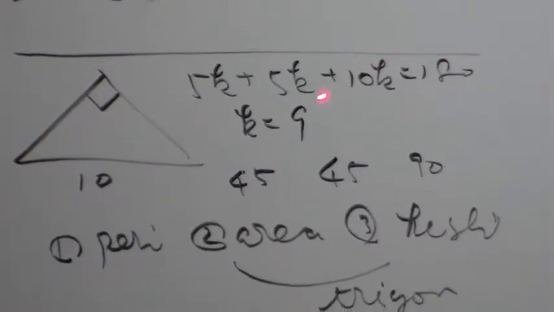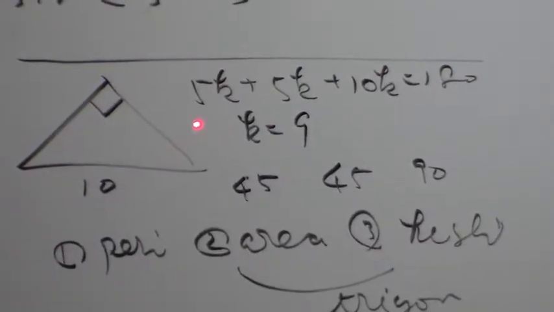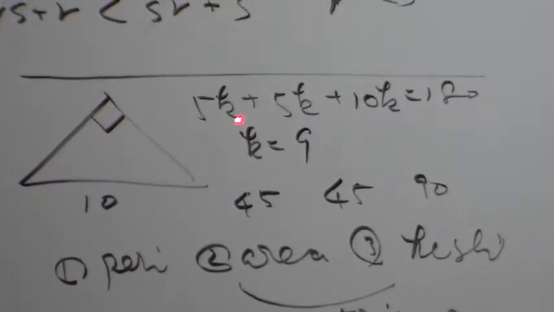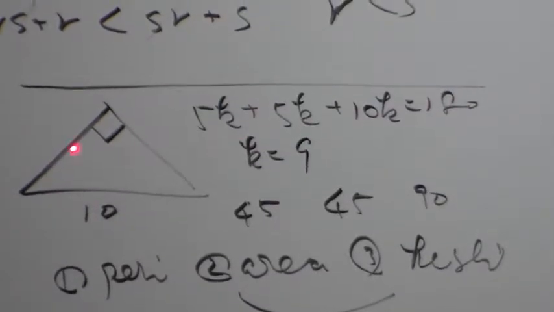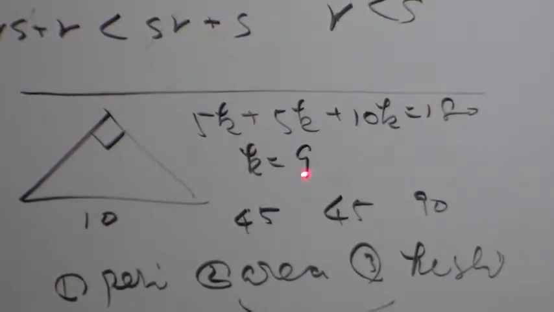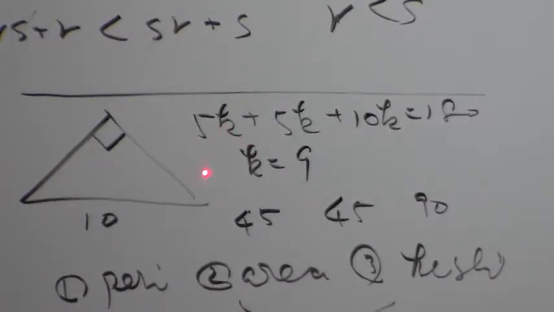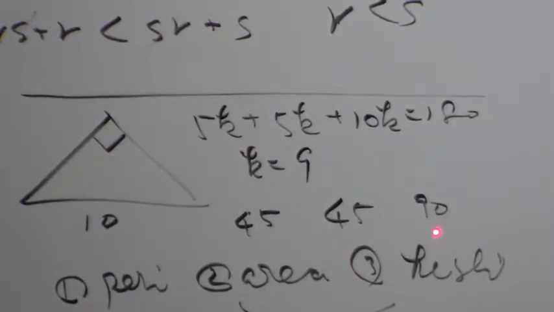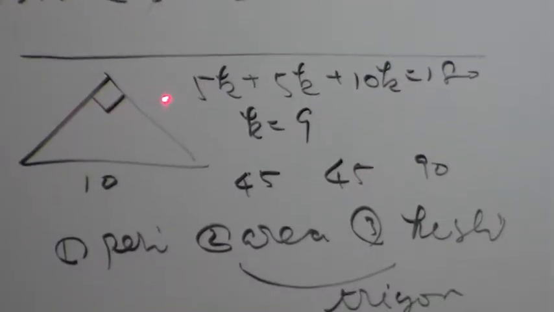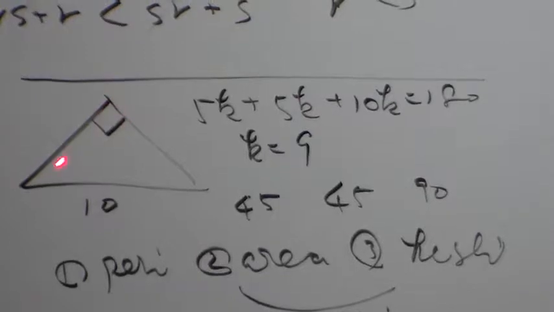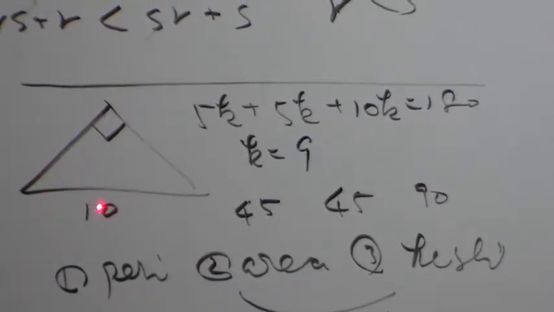Next question is a ratio again. Their ratio is 5 to k, right? So the actual angles are 5k and 10k, and the sum of the angles is 180. So k is 9. So we're going to plug in there, and their angles are 45 and 90, right? It's a right triangle. So we can find the perimeter. We can find this one is 10, right?